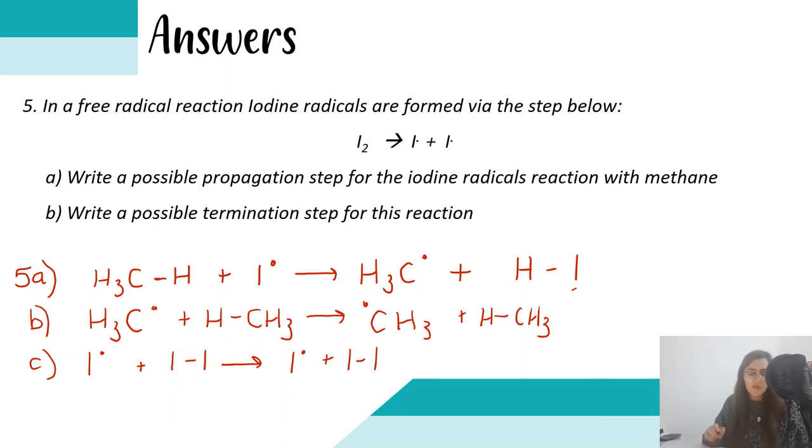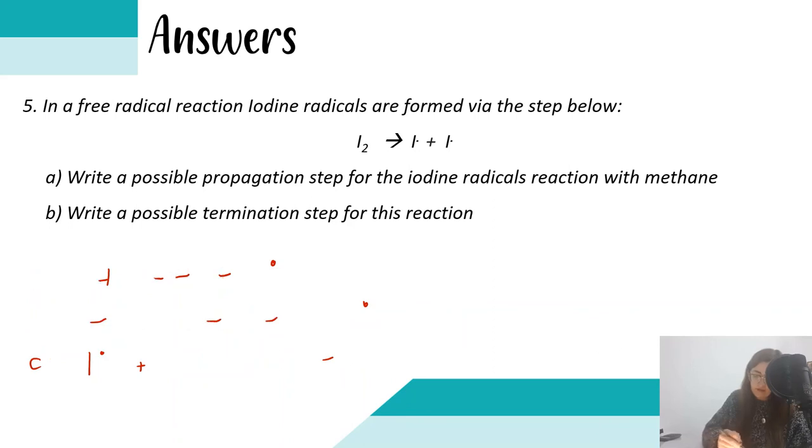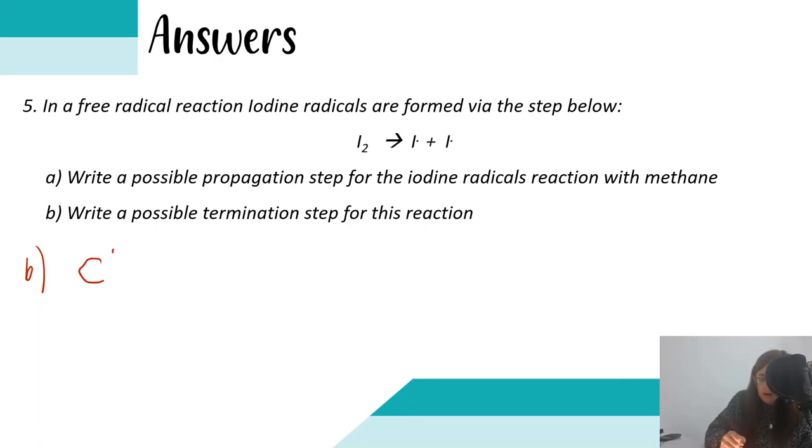B says write a possible termination step for this reaction. I think we'll get rid of this first so we've got plenty of space. So in termination, the radicals that we had in the mixture were the CH3 radical that we created during propagation. That could react with itself to create a new molecule of ethane.